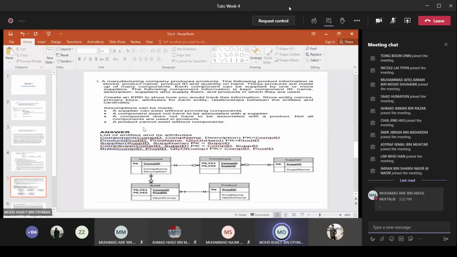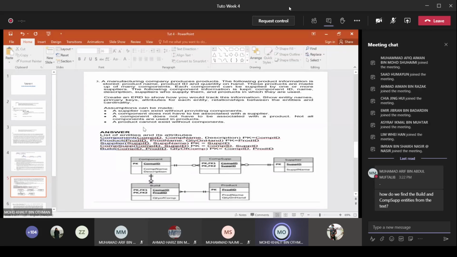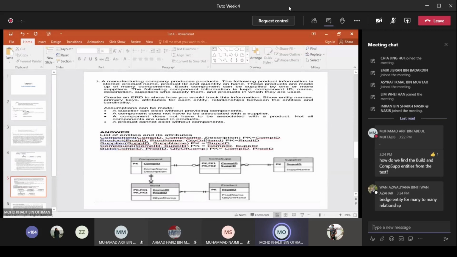So based on this, first you need to identify all the entities, and then for the entities you have to identify all the attributes, and based on the attributes you need to identify which attribute is a primary key. So the answer is a list of the entities and their attributes. First, the entity is component, and the attributes for the component entity are component ID, component name, and description of the supplier. And then maybe we can choose component ID as a primary key.